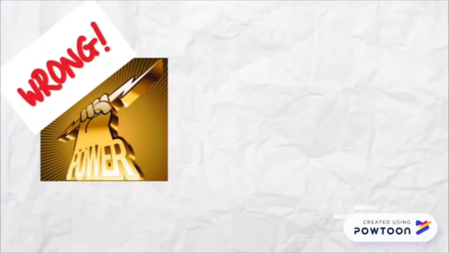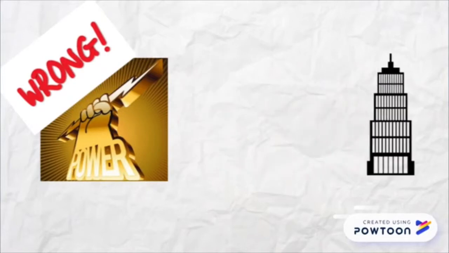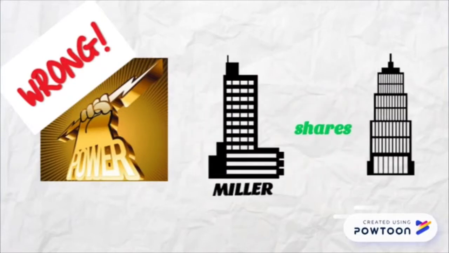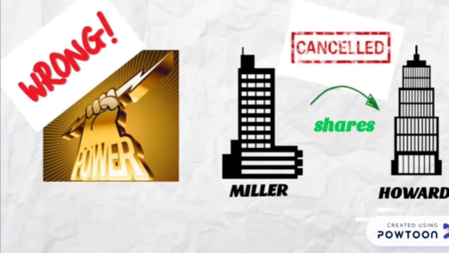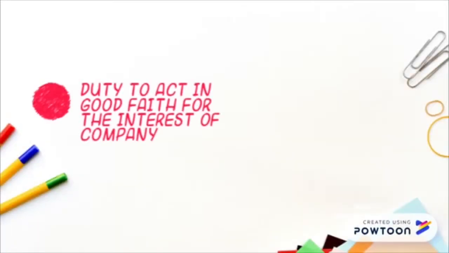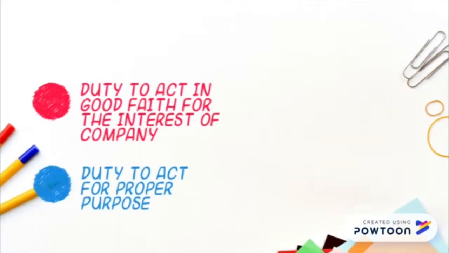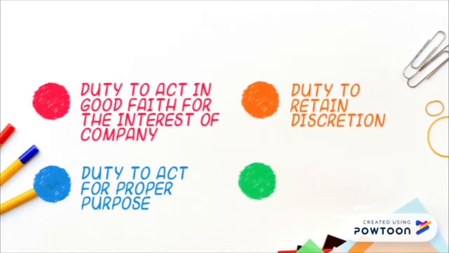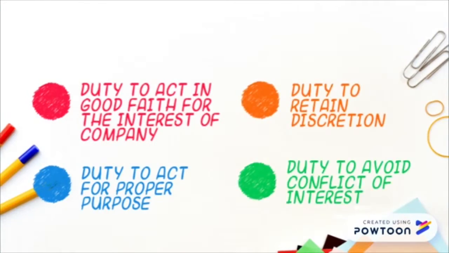Miller's misused the power by issuing more shares to block the takeover by Ampol Petroleum. Therefore, the court cancelled the allotment of shares. These are the four duties of the directors, and the directors must fulfill these four duties.